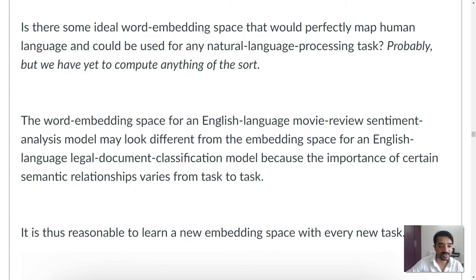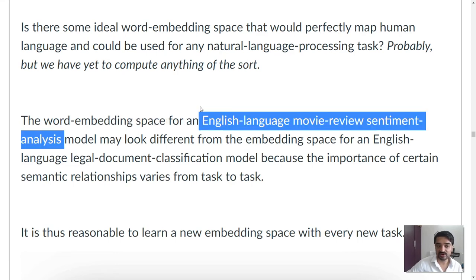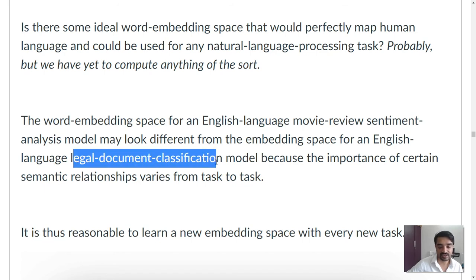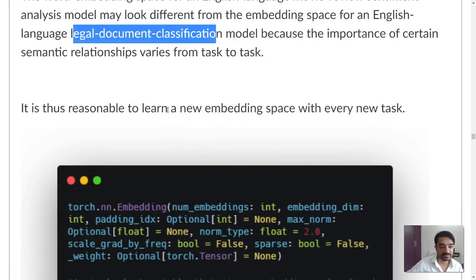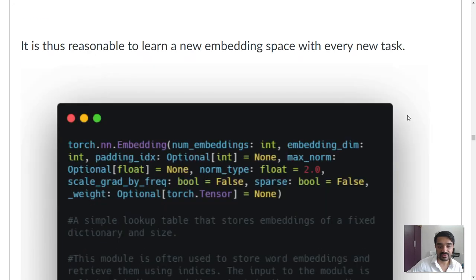The word embedding space for an English language movie review sentiment analysis model may look different from the embedding space for an English language legal document classification model, because the importance of certain words and how the words are structured in themselves differ as well, right? So you understand this. If I'm going to train my embedding on an English language movie review sentiment analysis data set, that is going to be pretty different from a legal document classification data set. It is reasonable to learn a new embedding space with every new task.